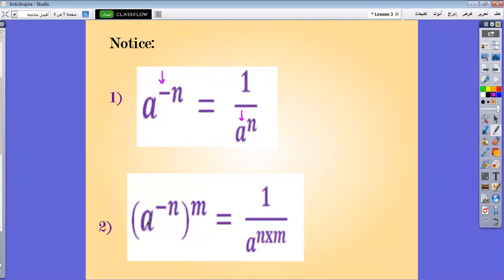The same applies if you have a power negative n, all to the power m, so you have two powers. We said before that if I have two powers, I multiply them together, so it will be a power negative nm. I don't want a negative power, I want a positive power, so I get the multiplicative inverse, and it will be 1 over a power nm.